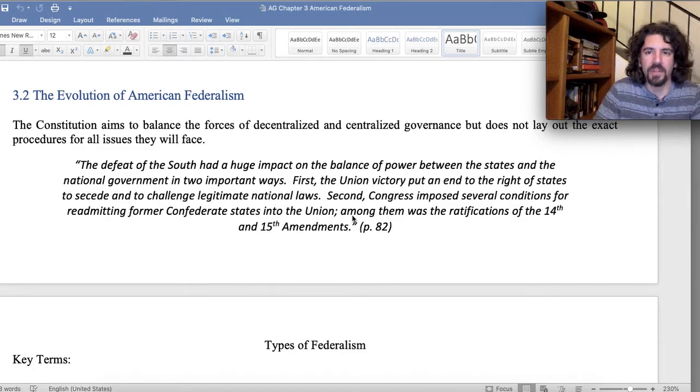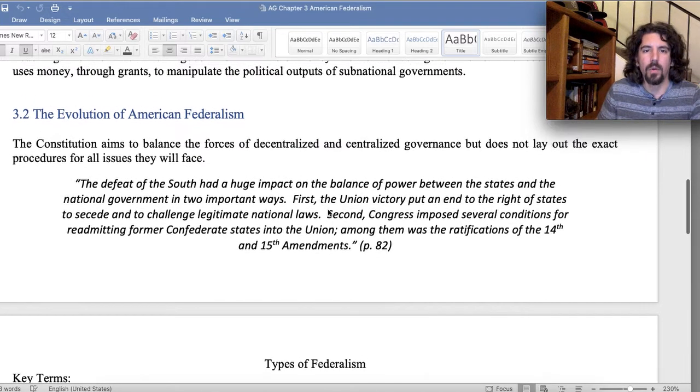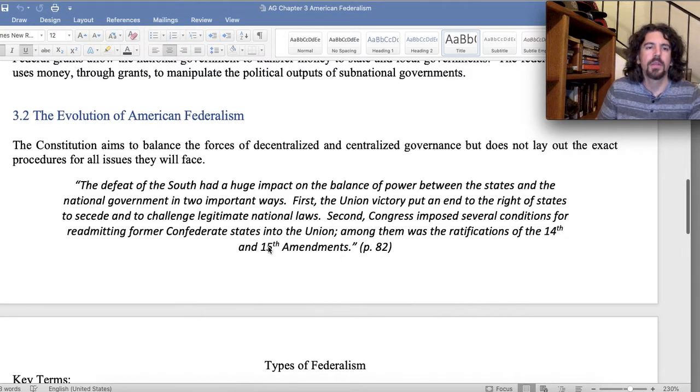But with regards to, say, federalism and the Civil War, we have this quote from page 82. The defeat of the South had a huge impact on the balance of power between states and the national government in 2 ways. First, the Union victory put an end to the right of states to secede and to challenge the legitimate national laws, right?